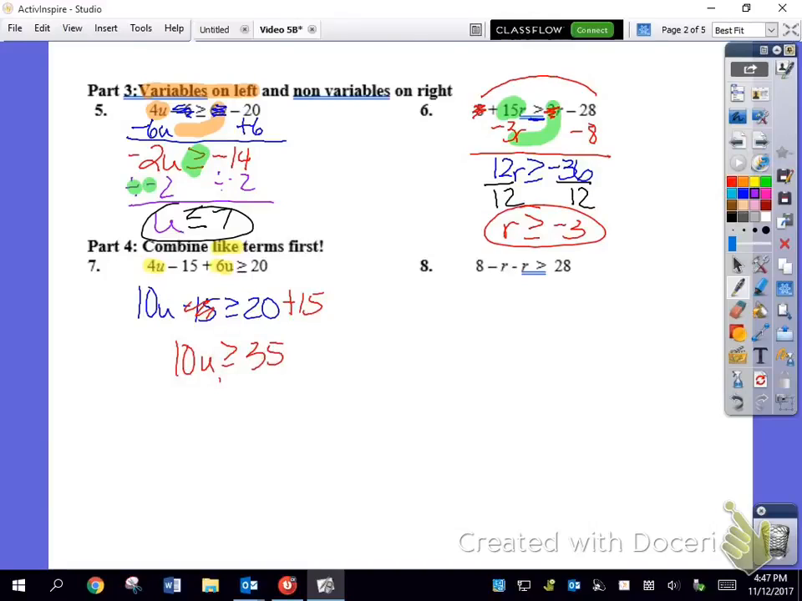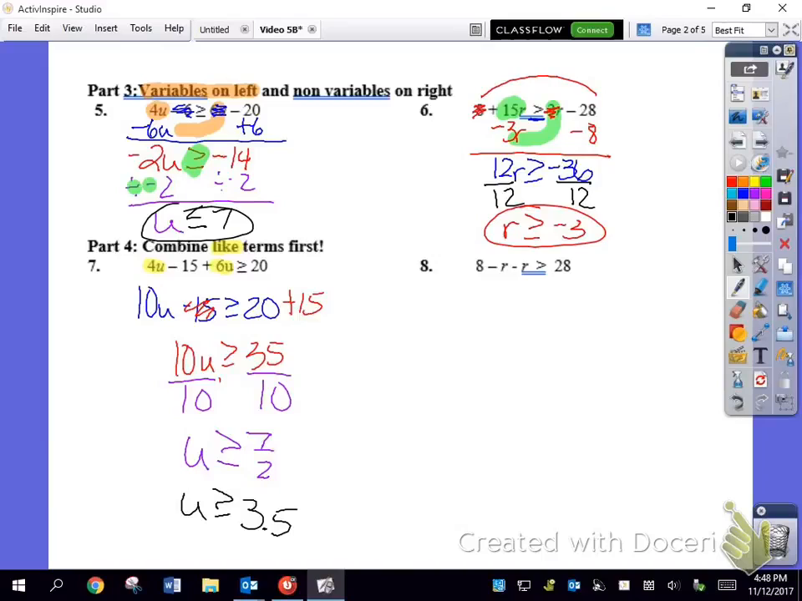The opposite of multiplying is to divide, so you divide by 10. So u is greater than or equal to, now when you divide, you're going to get 7 over 2. Sometimes they will have 7 over 2, and sometimes they will have it as a decimal. So hit Control Enter, and it will change it to 3.5.